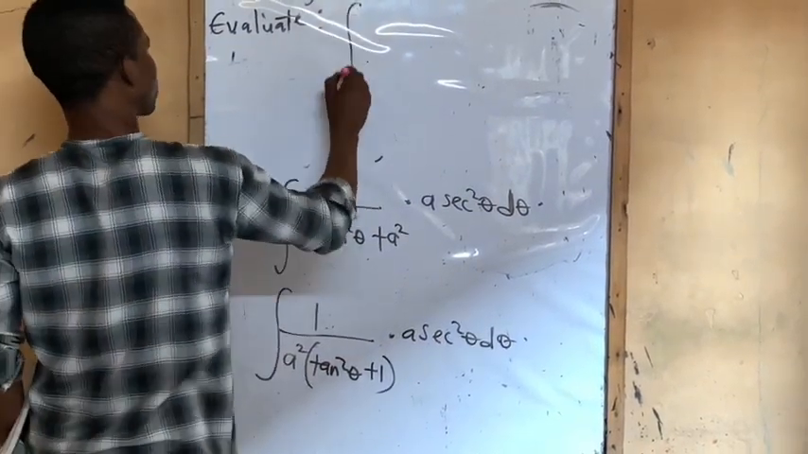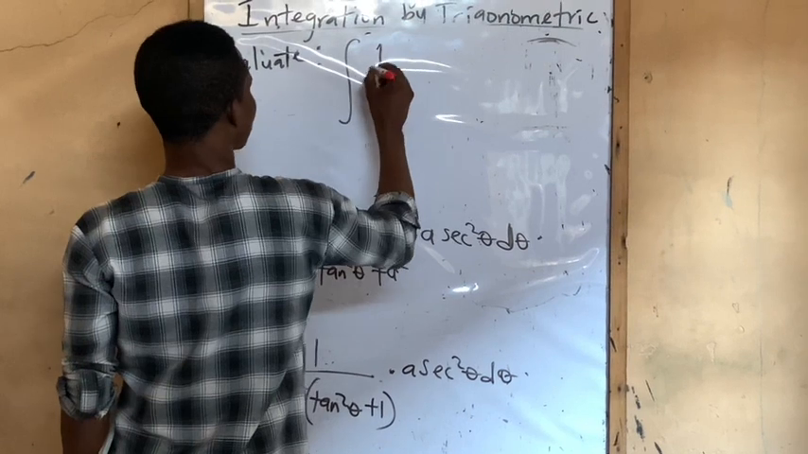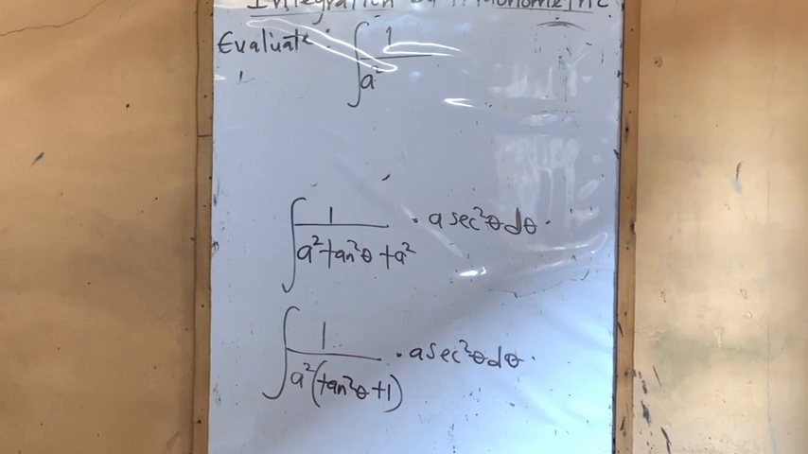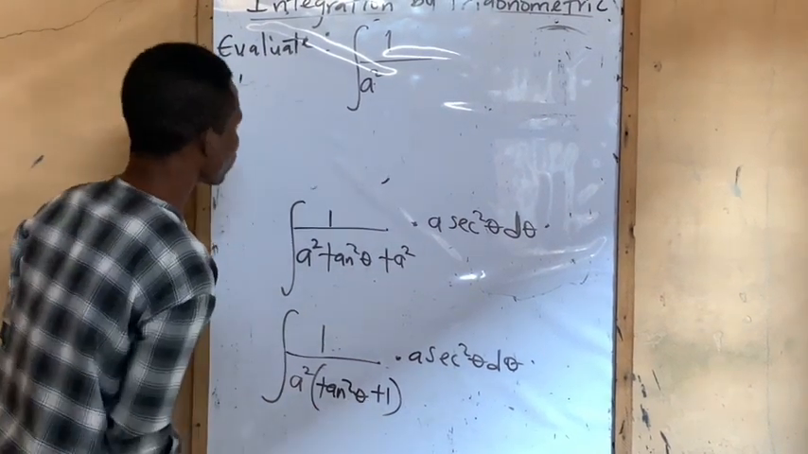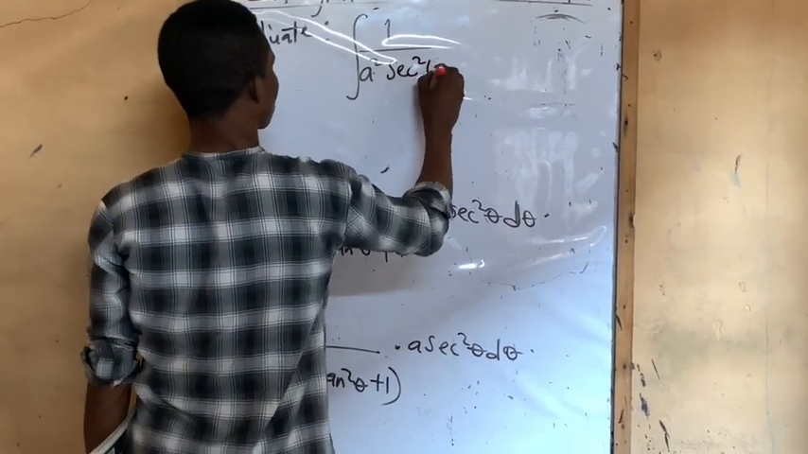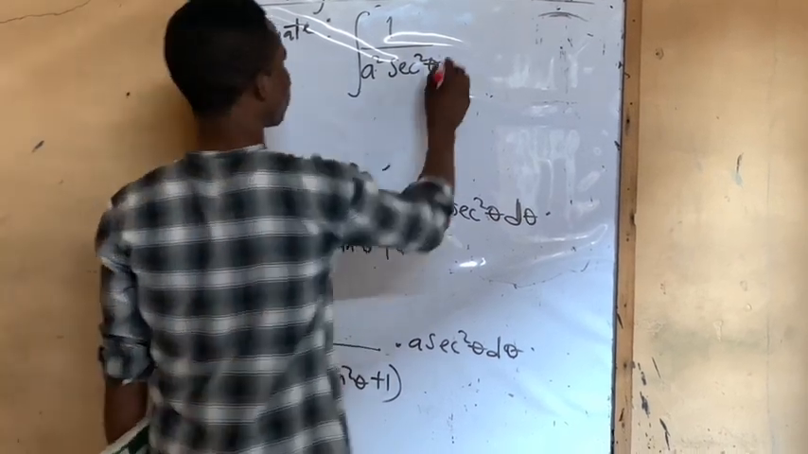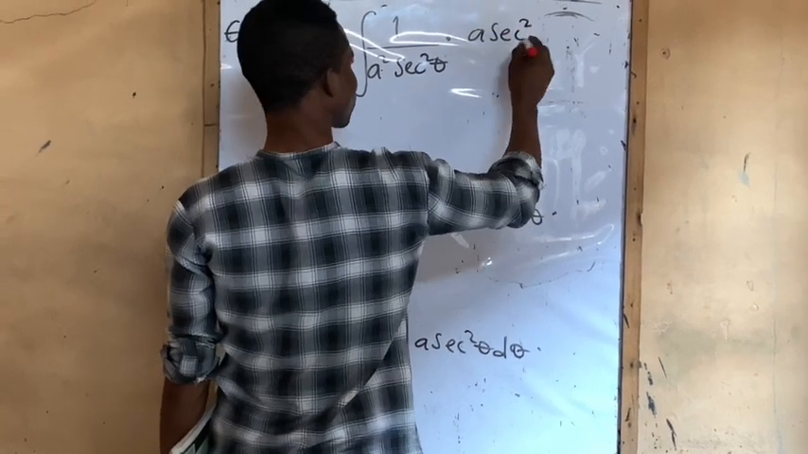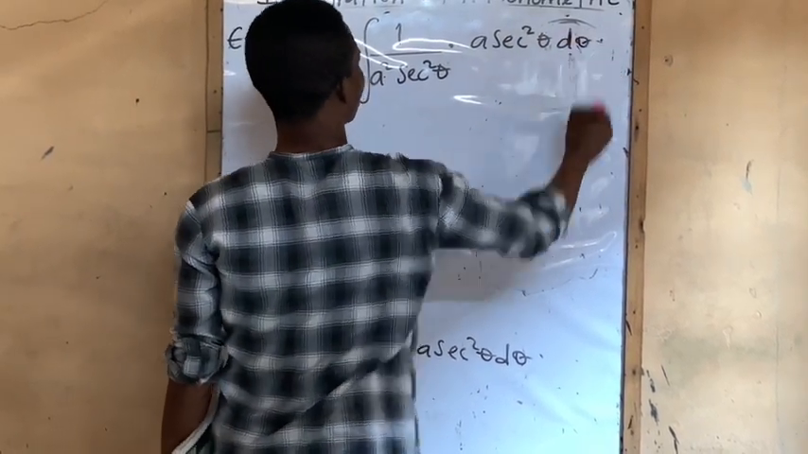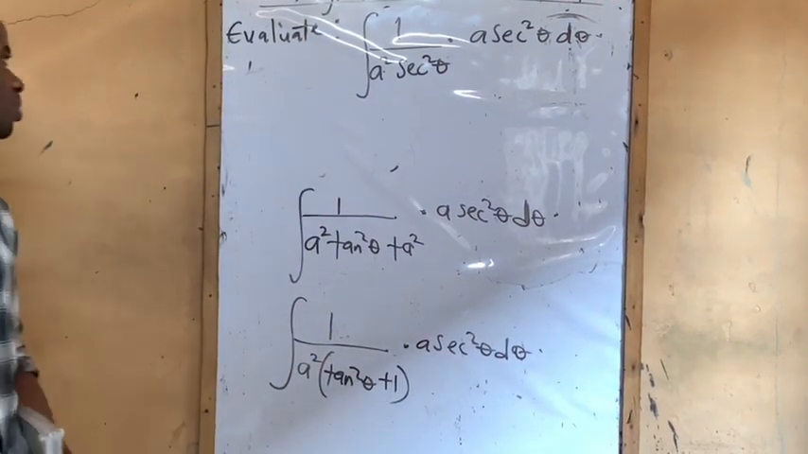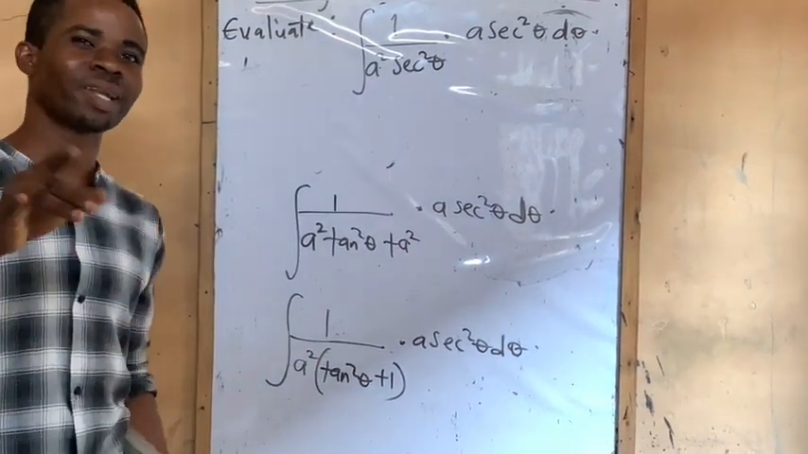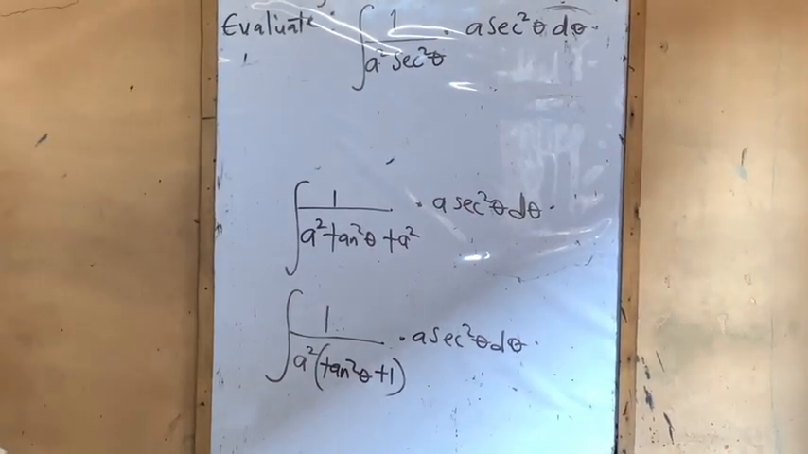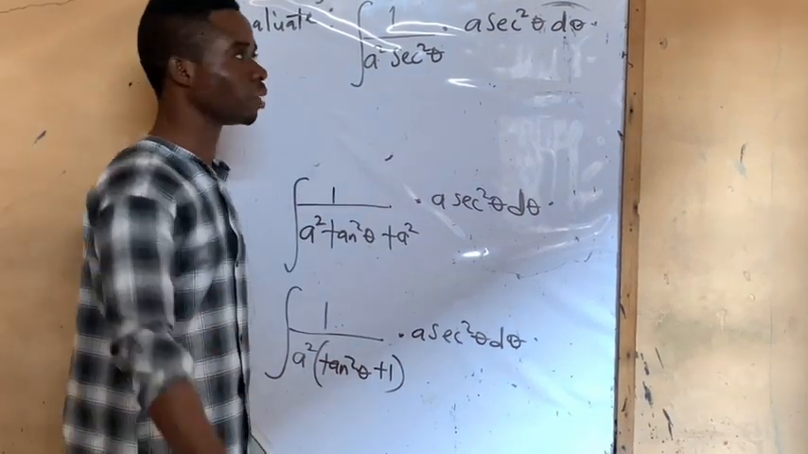Integral of 1 all over a squared, and we know that tan squared theta plus 1 is sec squared theta. This will be sec squared theta, multiplied by a sec squared theta d theta. If you are asking how it is sec squared theta, please watch my trig identities videos, where I explain everything about how those things come about.